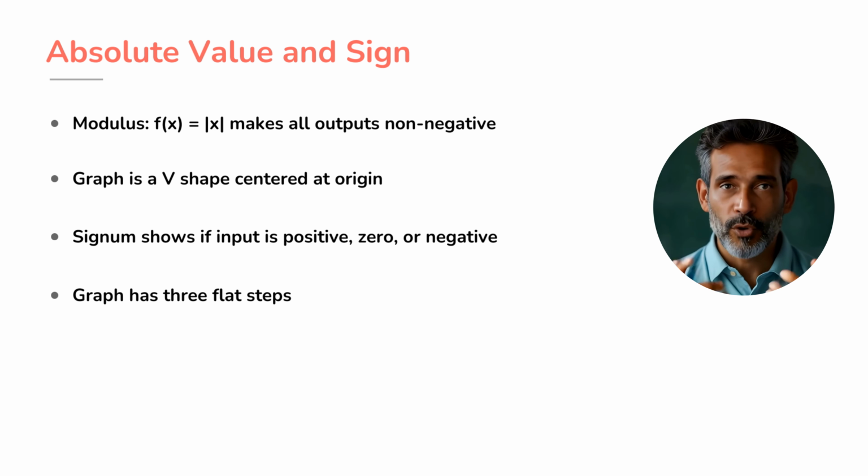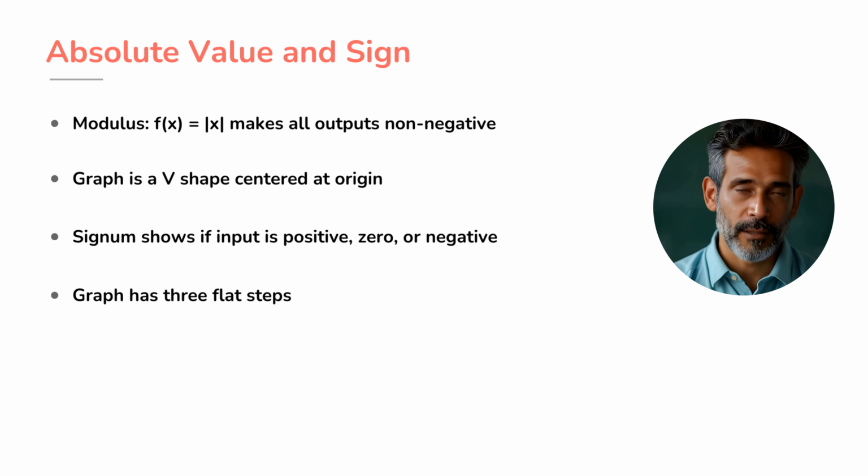Next, let's explore two important special functions, the modulus function and the signum function. First, the modulus function, which shows the absolute value of any number. f(x) = |x|. This function always gives you a non-negative output. For example, the absolute value of positive 3 is 3, and the absolute value of negative 3 is also 3. The graph of this function looks like a V shape, with its sharp point exactly at the origin.